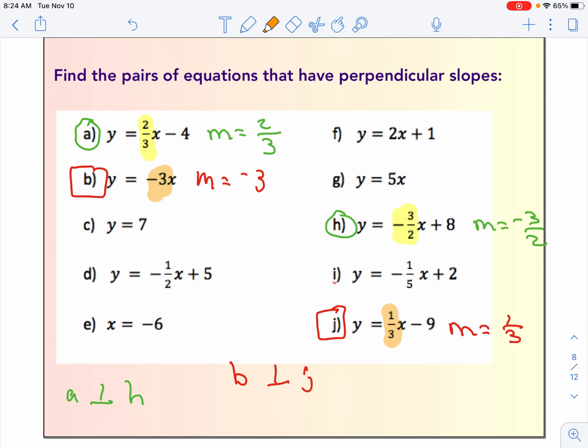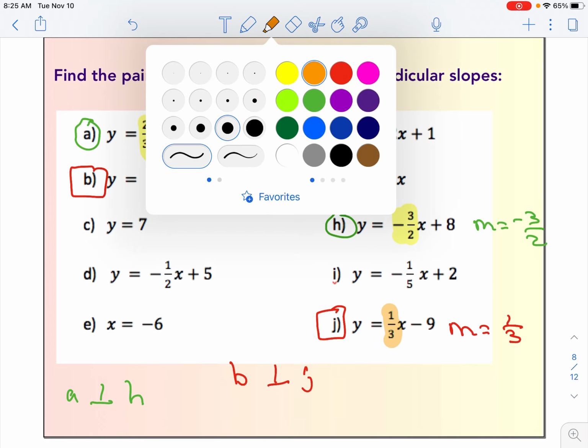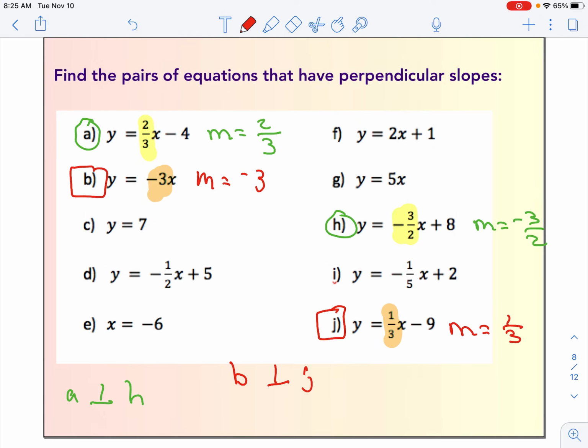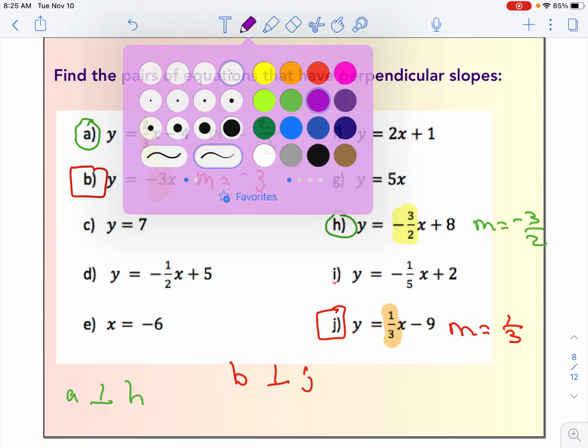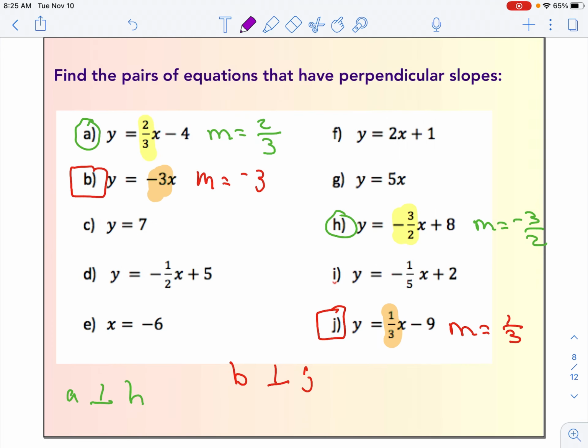All right, your turn. See if you can find another pair. Pause the video and see if you can find another pair of perpendicular lines. Okay, there's actually another pair of perpendicular lines, and that would be D right here, which has a slope of negative 1/2, and F right here, which has a slope of 2. So D is perpendicular to F.